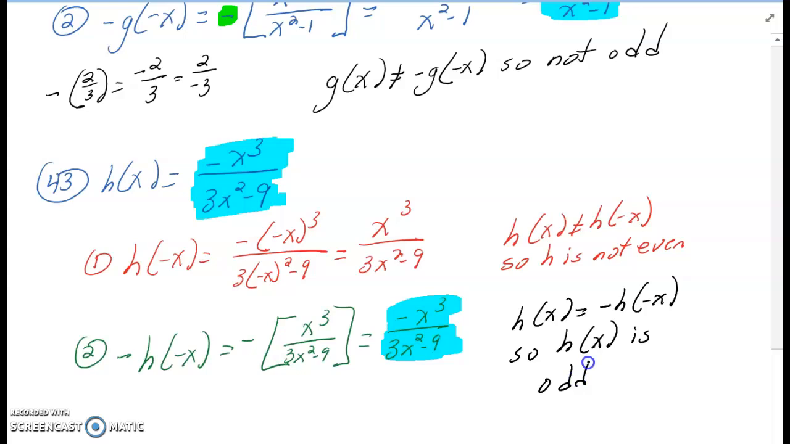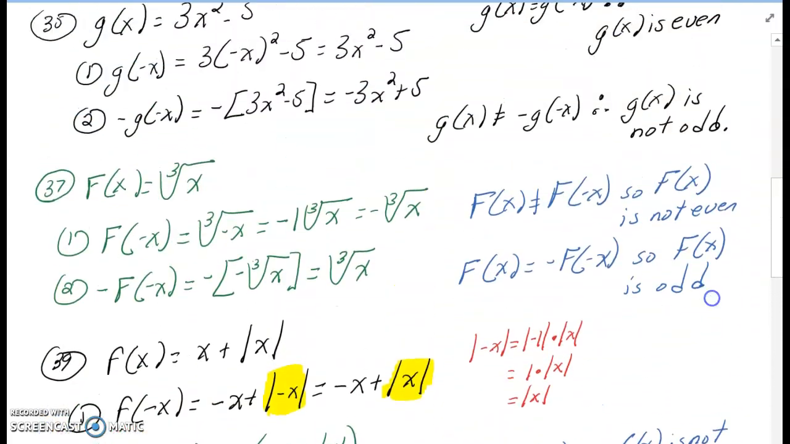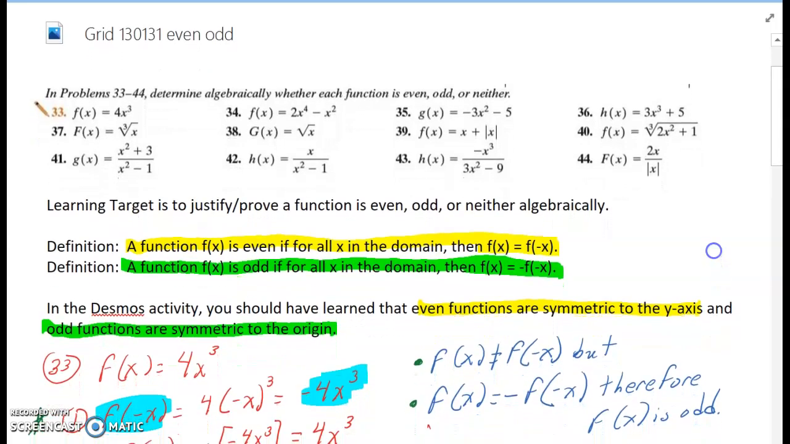is odd. So the learning target for this particular video was to justify or prove a function is even, odd, or neither. So what we would like you to do, and you can rewind this video as necessary, this will also be posted on the website as a PDF, but we want you to try the odds, or excuse me, the evens here.